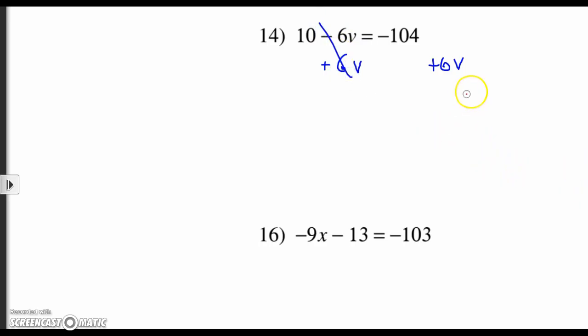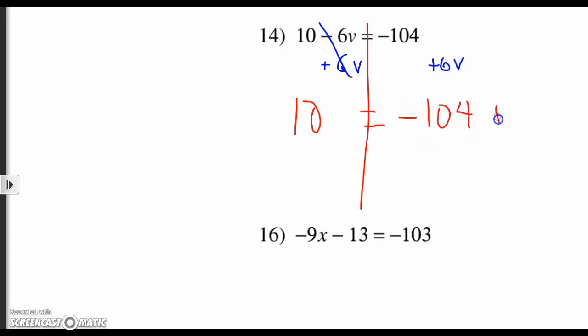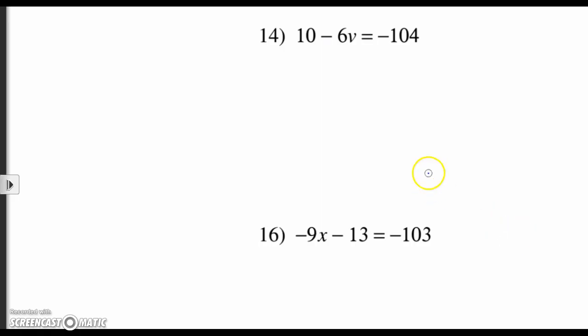And you'd be left with 10 equals negative 104 plus 6v. You can do that, but since I didn't discuss moving variables on either side of the equal sign, I'll just show you the way that we did discuss. Instead of looking at this as 10 minus 6v, I would change it to 10 plus negative 6v, because we know that adding a negative is the same as subtracting a positive.